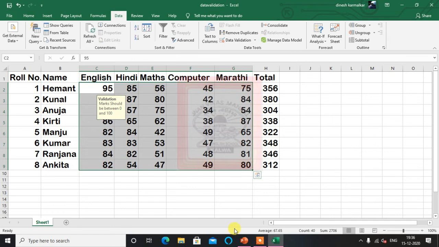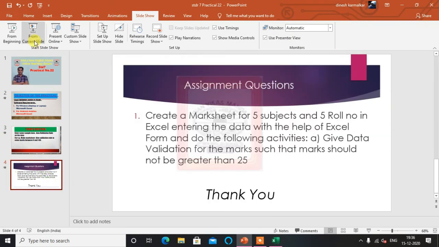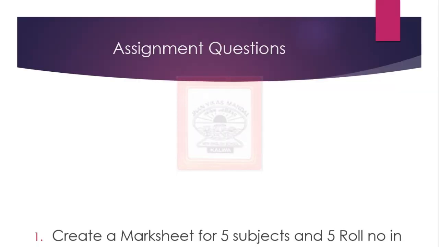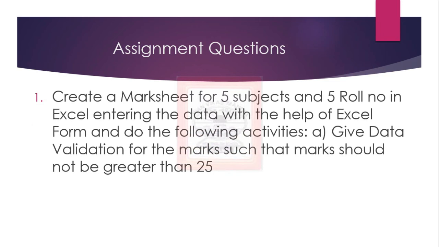Now let's see our assignment question. In the assignment, you will create marks for 5 subjects and 5 roll numbers in Excel, entering the data with the help of the Excel form. While you use the Excel form, do the following activities. Give data validation for the marks such that a mark should not be greater than 25. You can make one common rule for all 5 subjects, that the marks entry should not be greater than 25. First you try that. Afterward, if you want, you can customize: for some subjects 25, for some subjects 50. Both ways you can try this assignment question.